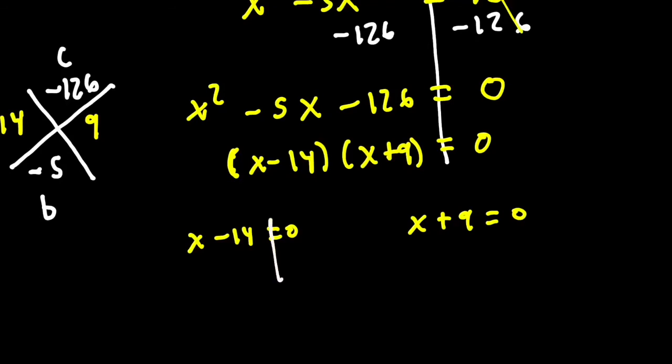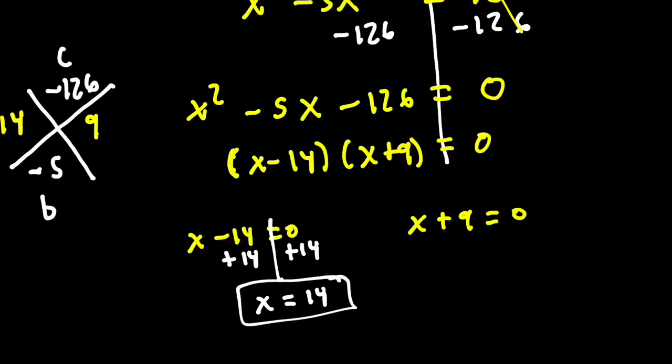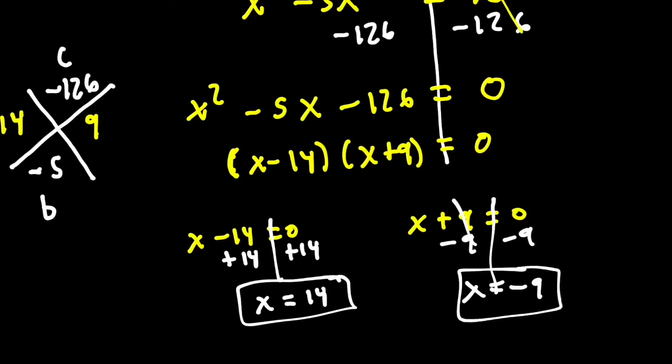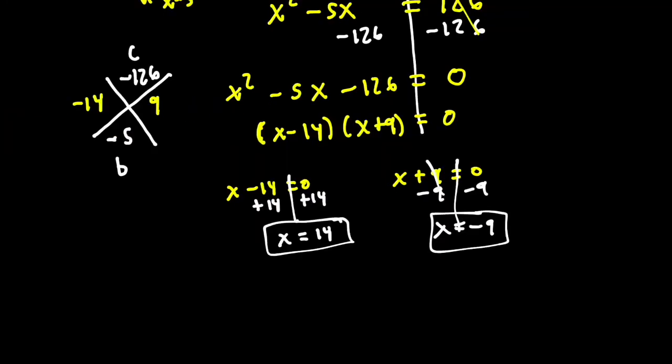And on the left here, I can isolate x by adding 14 to both sides, and I get that the value of x is going to be 14. On the right hand side, I subtract 9, and these ones cancel out. 0 minus 9 is negative 9, so my second value is negative 9. And here I forgot to cancel these ones out, but I have that my solutions are 14 and negative 9.